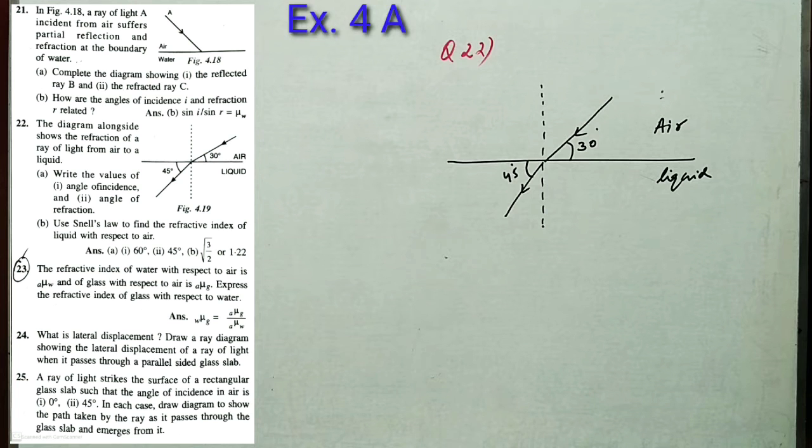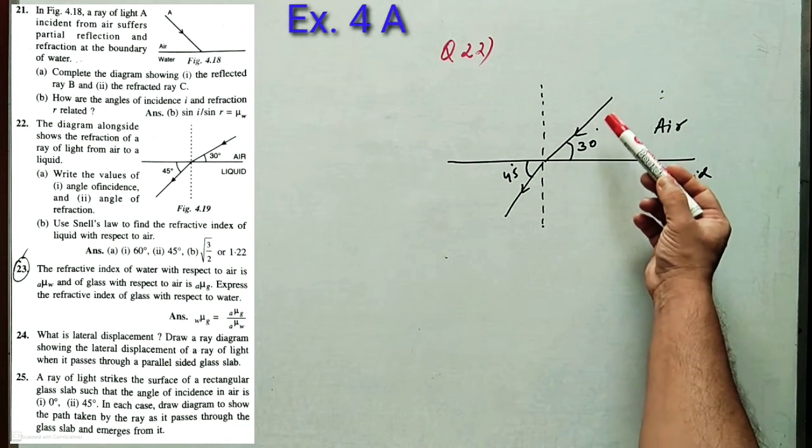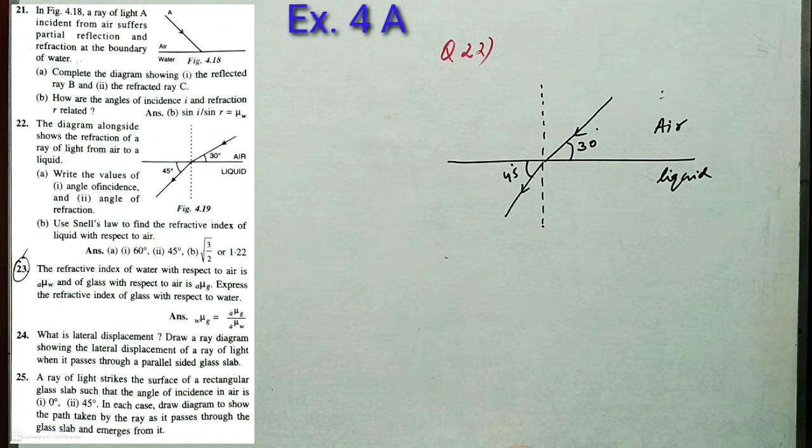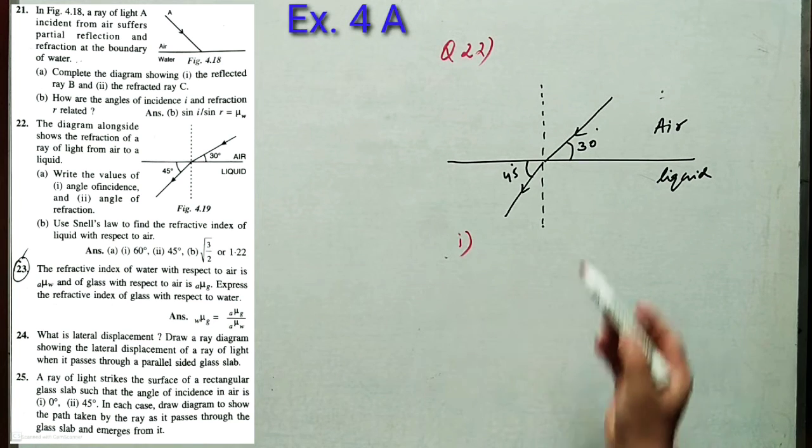Now moving on to question number 22. Look at the screen. The diagram alongside shows the refraction of a ray of light from air to liquid. As you can see on the board, a ray of light is being refracted from air to liquid. So first task, write the value of angle of incidence and angle of refraction. So in the first part, the angles are given.